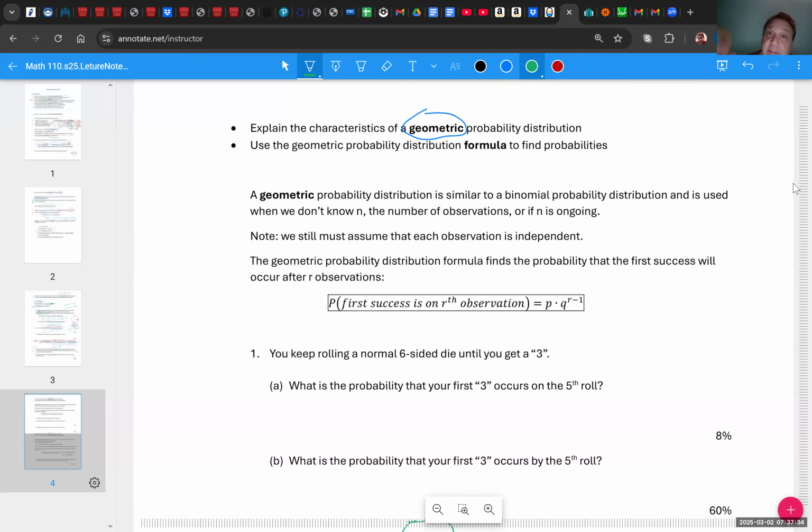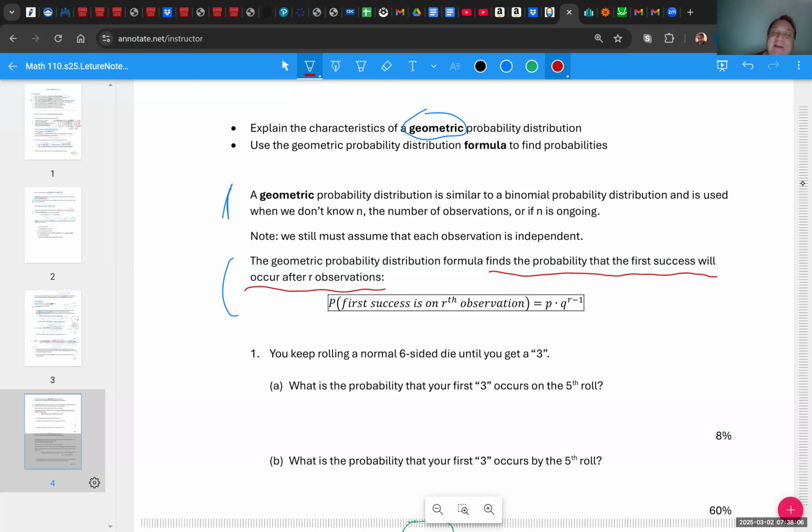Okay, so what is a geometric probability distribution, you ask? Well, I'm glad you asked, because this is the part of the lecture where I tell you. A geometric probability distribution is similar to a binomial probability distribution, but we won't necessarily know the number n of observations, or if n is ongoing. So we still need to assume that observations are independent. We have a big formula here, and the formula is used to find the probability that the first success will occur after our observations. What?